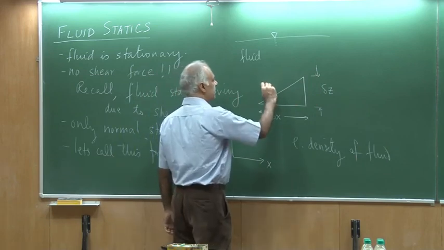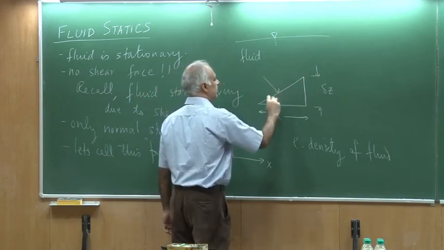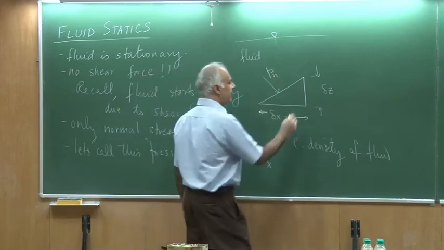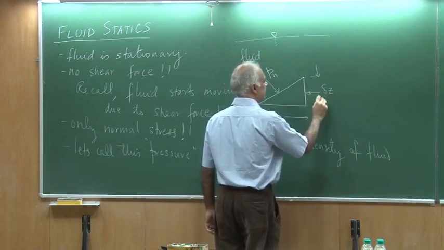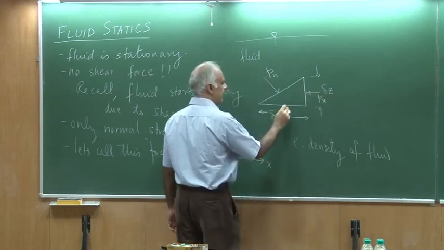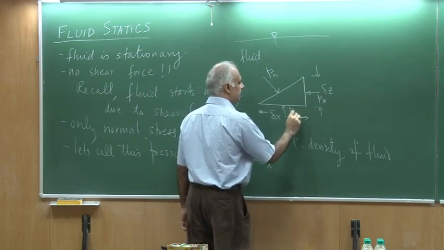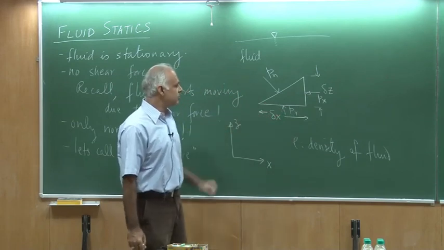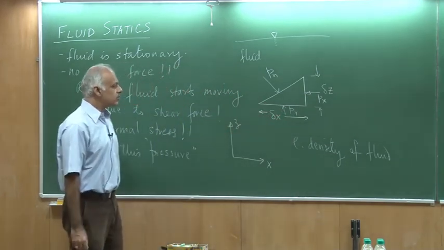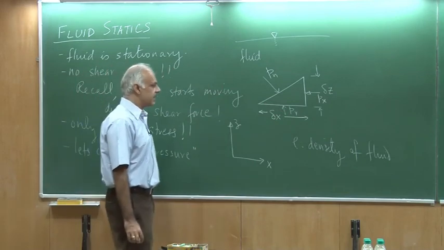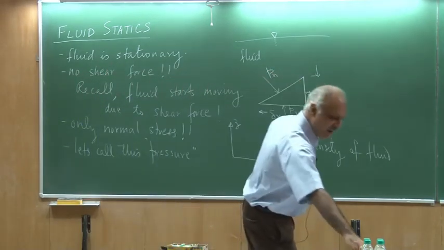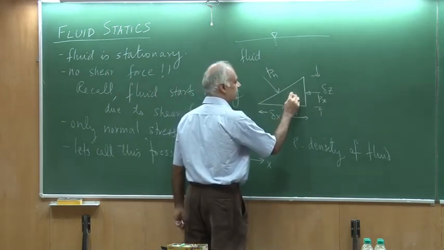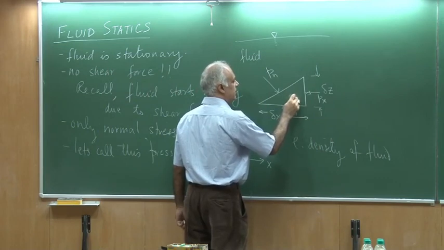Let us say there is a pressure on this which I called Pn, and there is a pressure here which I called Px, and on this face the pressure is Py. Of course, these are distributed pressures, but I have just shown you with one arrow not to clutter this diagram. This is also going to have a weight. So, let me draw the weight of this fluid element.